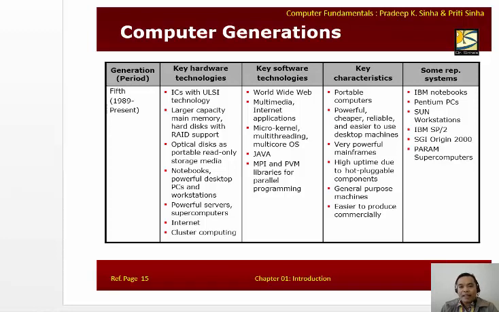We have the fifth. It happened in 1989 up to the present. Here we have the key hardware technologies. Have a look, highlight this one. We have powerful servers, supercomputers, the internet, cluster computing, and look at the key software technologies. We have the World Wide Web, multimedia, internet applications, microkernel, Java. You will encounter MPI. They're saying this is portable. These are portable computers, powerful, cheaper, reliable, and easier-to-use desktop machines. And they're going to be produced easily for commercial purposes, general purpose machines.